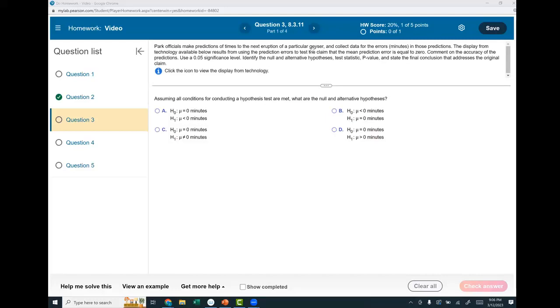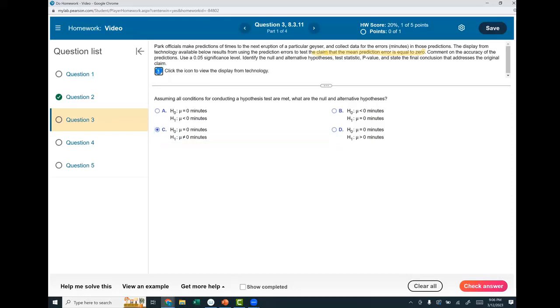So we want to test the claim. And the claim is that the mean prediction error is equal to 0. So my claim is that it's equal to 0, but my alternative would be not equal. That's the opposite of equal. If the claim was that it's less than a certain value or greater than a certain value, then we would change it, right?